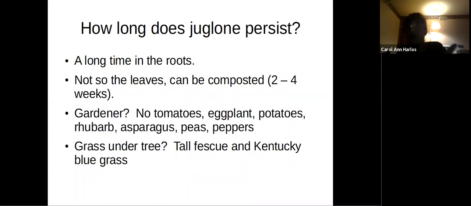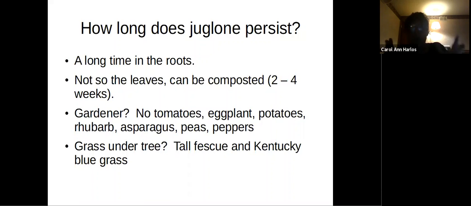How long does it persist? A long time in the roots themselves. But I find it very interesting that as a person who composts, you can compost the leaves, because after 2 to 4 weeks, the juglone breaks down in compost and the leaves will break down just like any other. So you don't have to toss them.